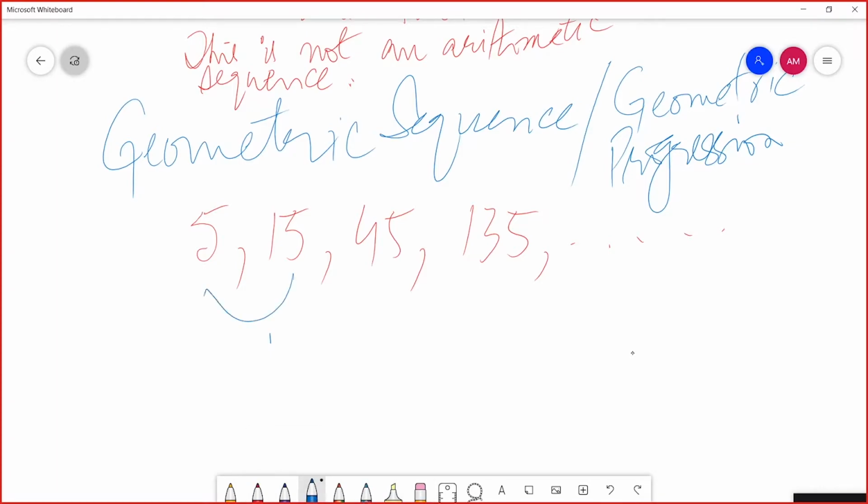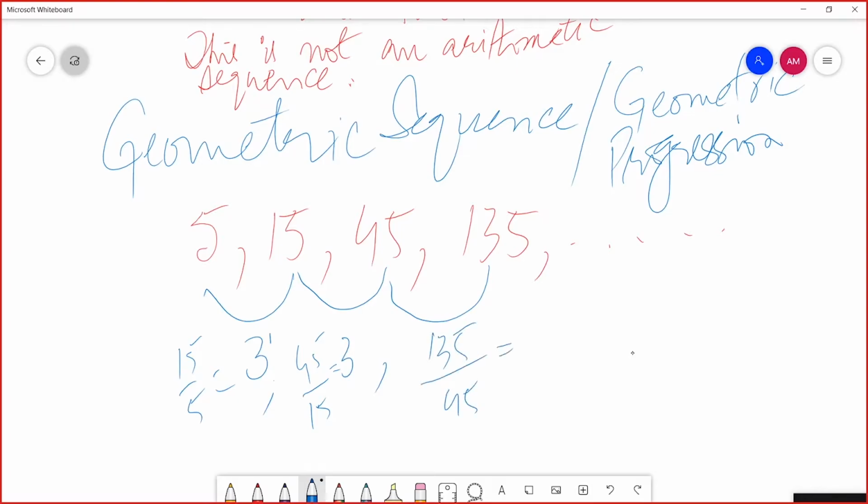If you divide the next term by the previous term, what is the result? 15 divided by 5 is 3. What is 45 divided by 3? 15. The next term divided by the previous, it is also 3. So 15 divided by 5 is 3. Here we say 45, and here I put a comma. 45 divided by 15 is equal to 3, and here we say 135 divided by 45 is 3.